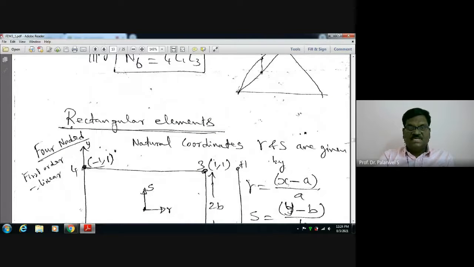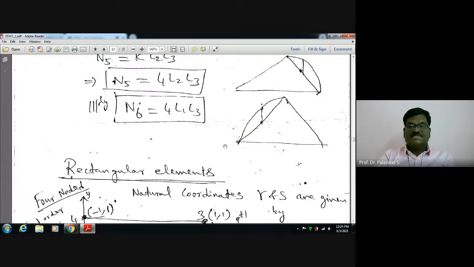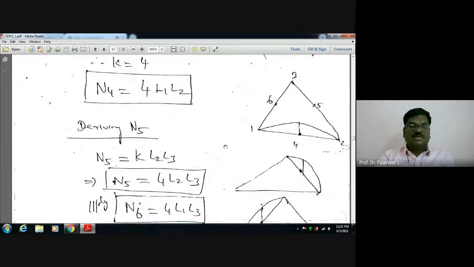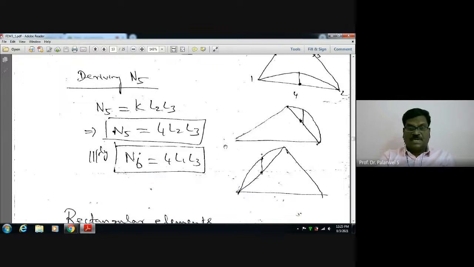So the next element is a rectangular element. That we will see in the next class. Since I am referring to notes, I am able to finish this fast. But in the physical class, it will consume a lot of time because I have to draw on the board and explain. But here everything is already written, readily available. So I am just seeing it and explaining how we do it. So we have to work hard. I advise you to practice.